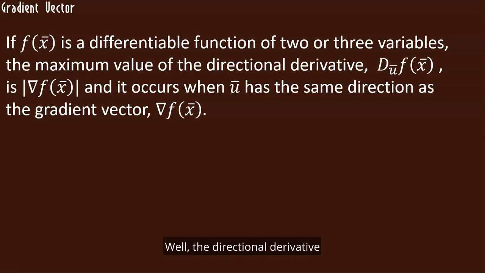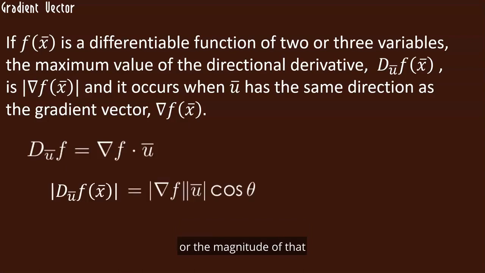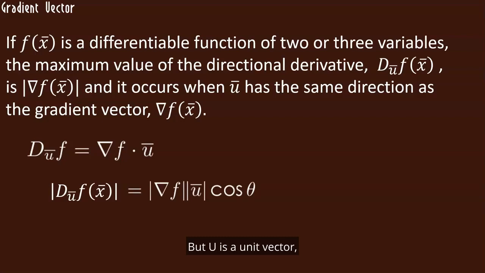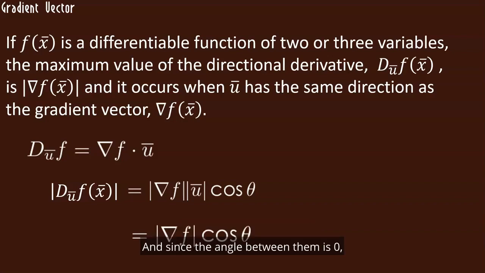Well, the directional derivative is written as the gradient of f dotted with u. So the norm, or the magnitude of that, is equal to the magnitude of the gradient times the magnitude of the unit vector times cosine theta. But u is a unit vector, so its length is just 1. So it's the magnitude of the gradient vector times cosine of theta. Now cosine of theta is between negative 1 and 1. So we want it to be 1 so that we get the maximum value. And that's going to happen when theta equals 0. And since the angle between them is 0, they must be going in the same direction.